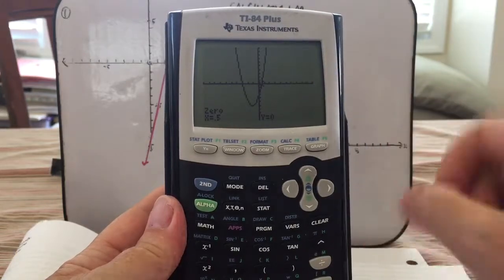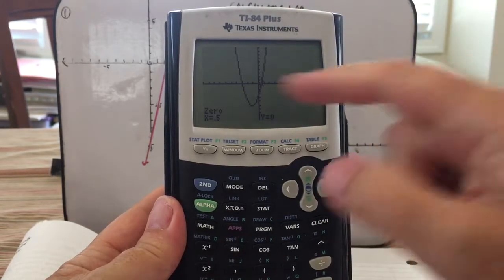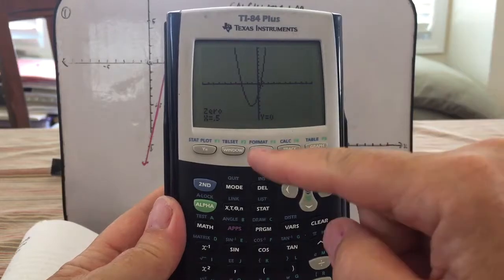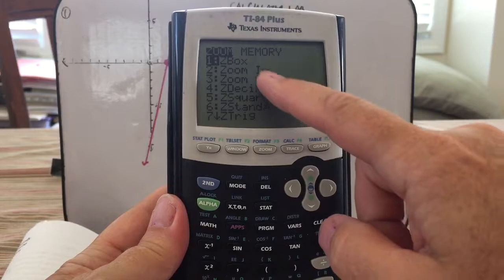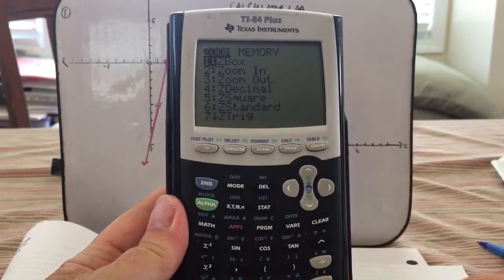Now, you know what? Maybe let me just show you how you kind of scroll in on that a little bit so you can see it better, because all that looks a little convoluted. So we're going to zoom in. No, sorry, it's not second. It's just zoom. Number 2, zoom in. So I'm going to press 2.